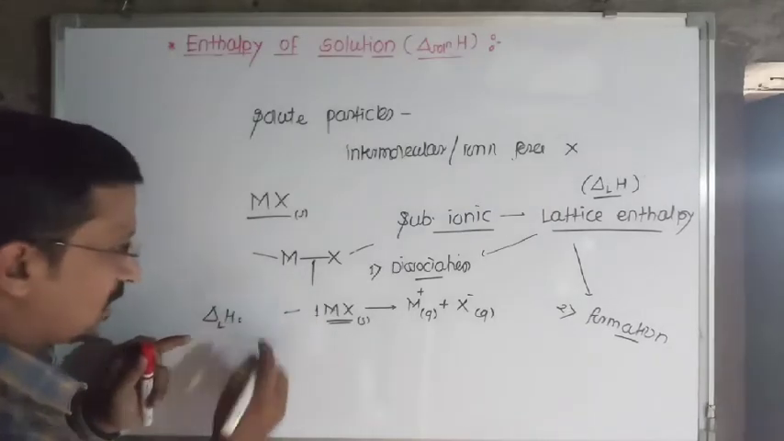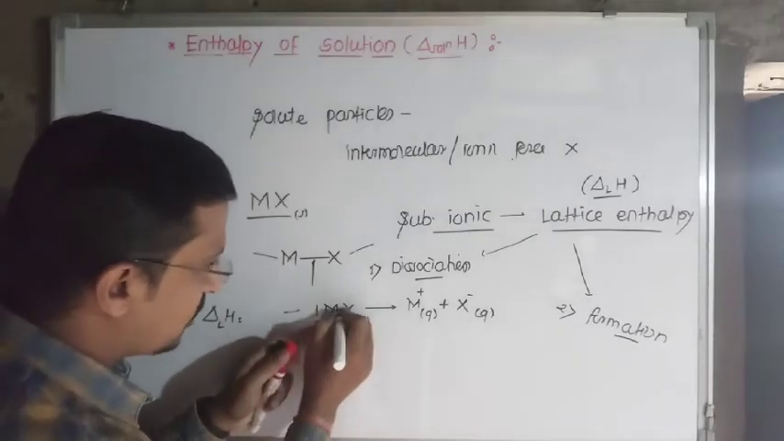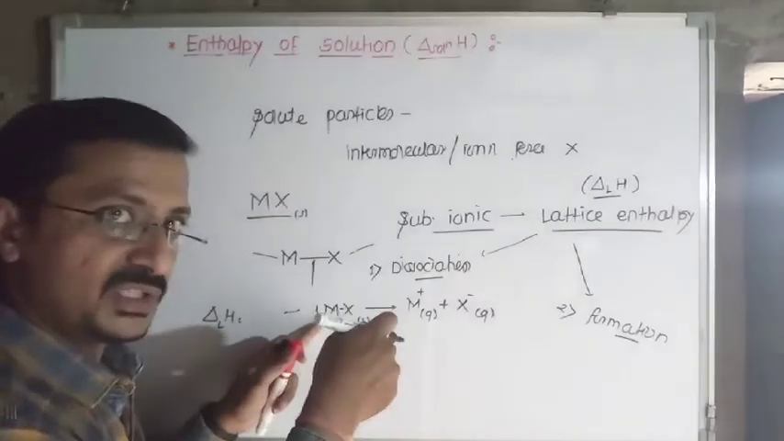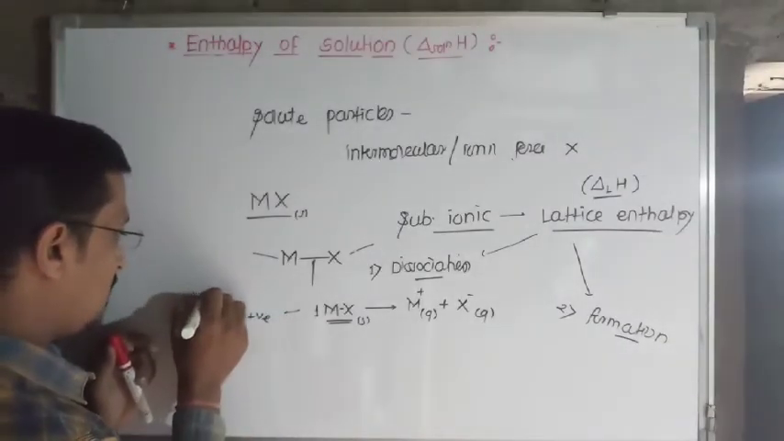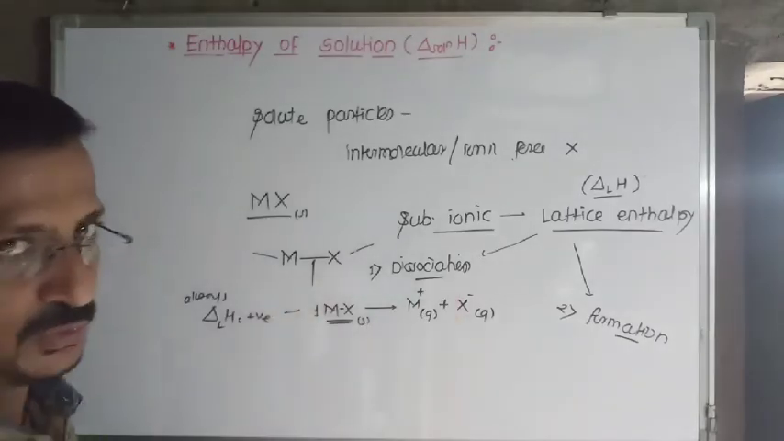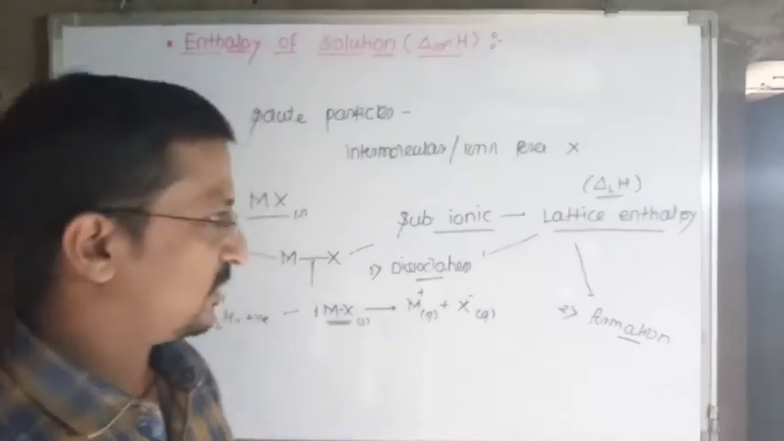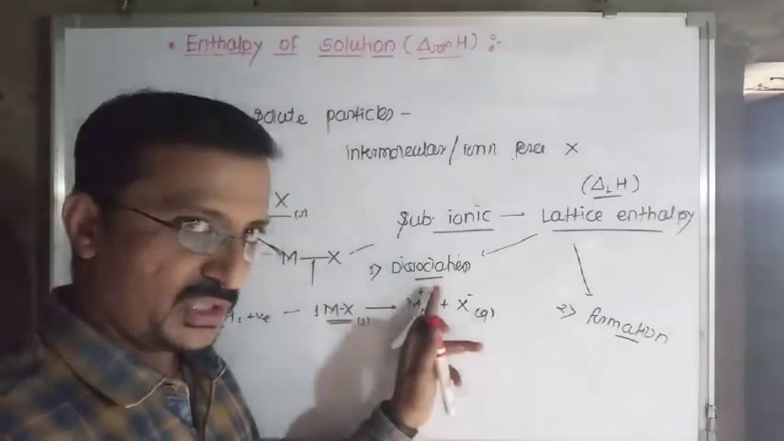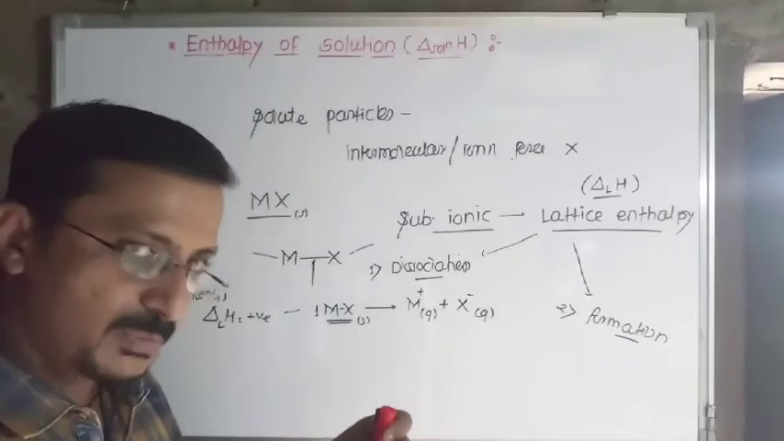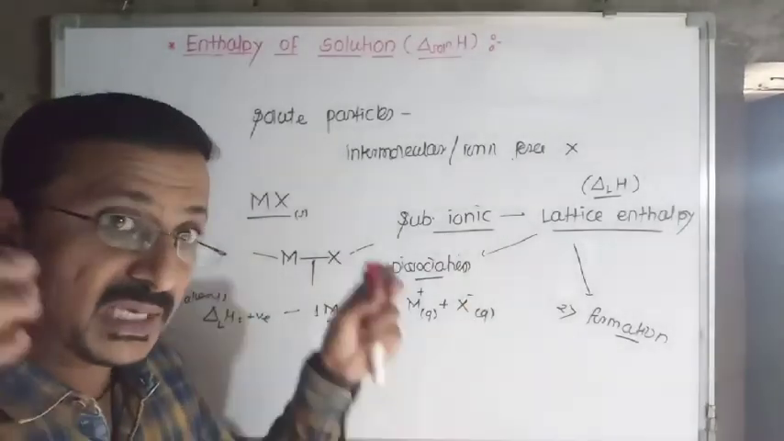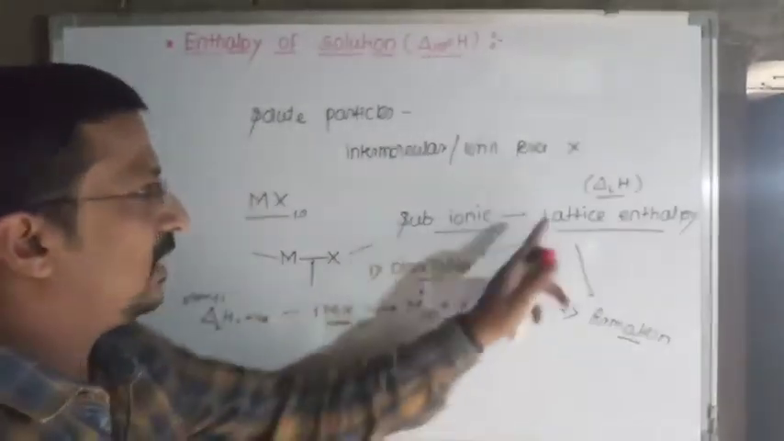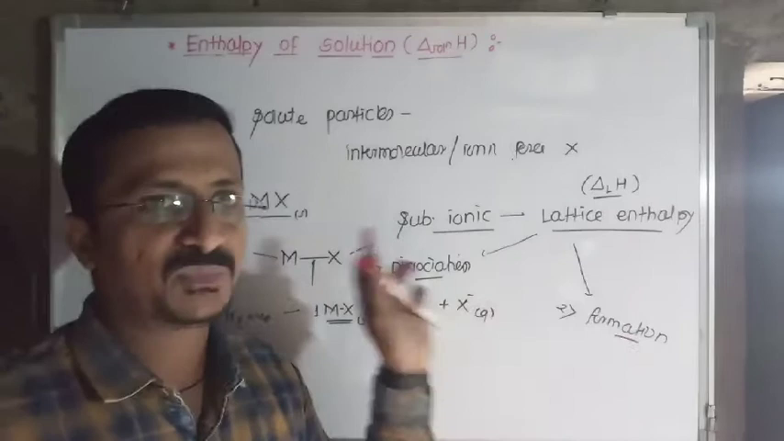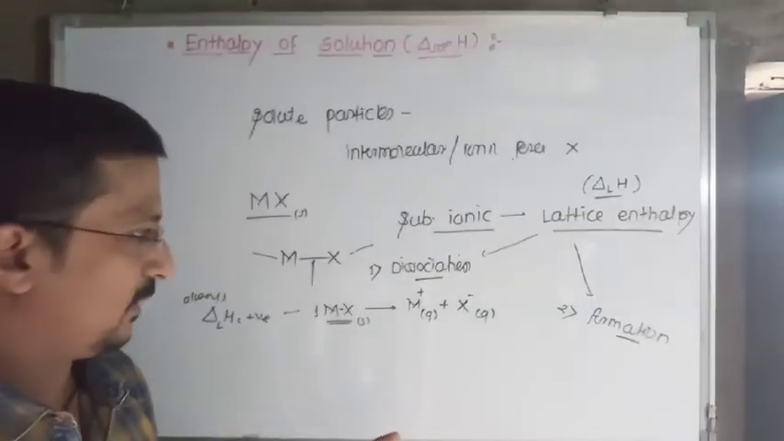Now see, the bond between M and X has to be broken, so external energy has to be given. So in this case, delta LH is positive. Delta LH is always positive for the dissociation process. So for dissociation, the bond between M and X has to be broken, and the enthalpy required to separate M plus and X minus into the gaseous scattered form is called the lattice dissociation enthalpy, isn't it?